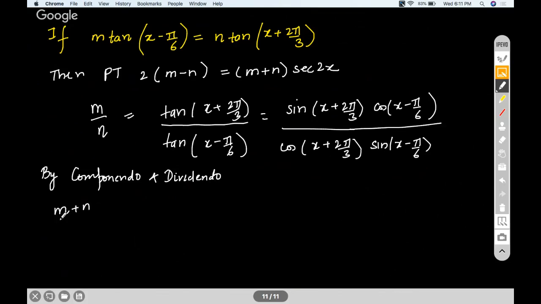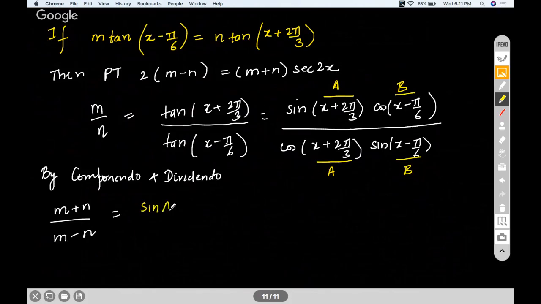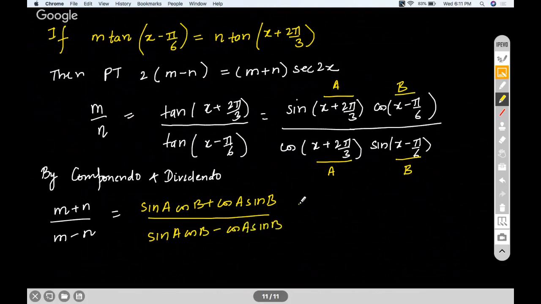So m plus n by m minus n. Okay, so let's do that. For the time being, I'll consider this to be A, this to be B, just so that I don't have to write much. So it's sine A cos B plus cos A sine B, and in the denominator I'll have sine A cos B minus cos A sine B, which is clearly the formula for sine A plus B by sine A minus B.